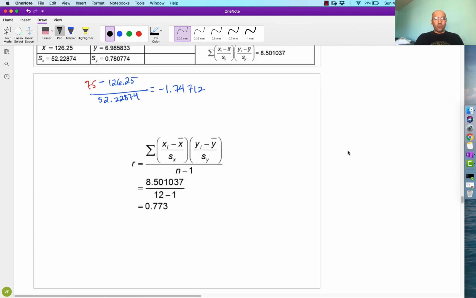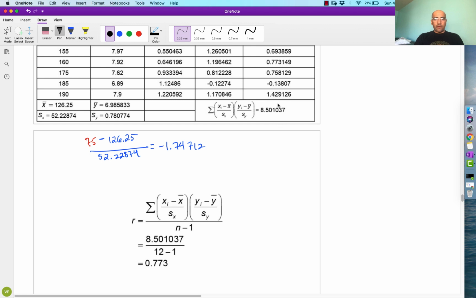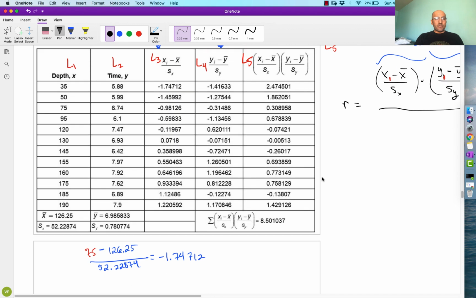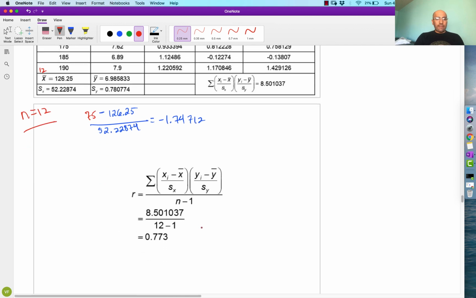Okay, so once we get that value, we take this number, that's this one, right? That's the hard part. And then we divide by n minus 1, where n was 12 in this case because there are 12 entries. There is 1, 2, 3, 4, all the way down to 12. There are 12 entries, n equals 12. And that's why we divide by 12 minus 1, which makes it 11. And then we divide it, and we get this right here.